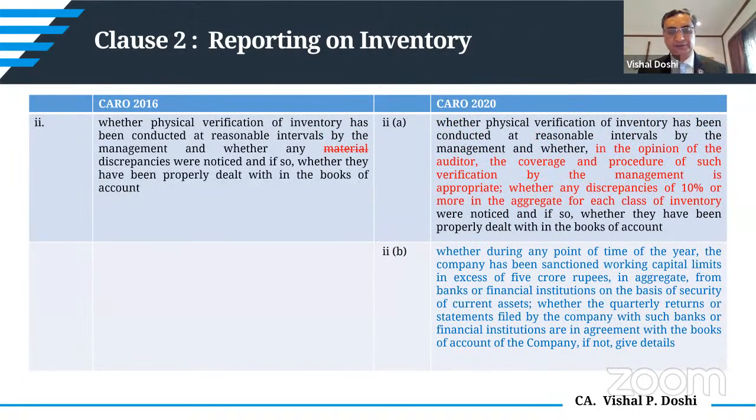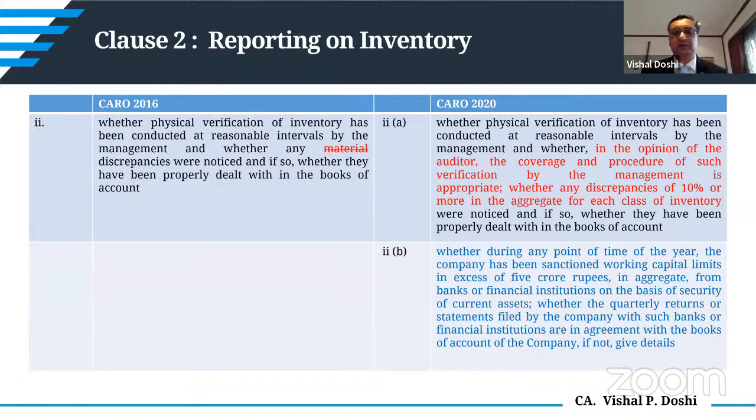Under physical verification, friends, earlier we had material discrepancies, which has now been substituted by a threshold of 10%. It says for each class of inventories, meaning raw material, packing material, stores and spares, WIP, FG, under each class of inventories, if the variance is 10% or more, then we have to report whether they have been properly dealt with in the books of account or not.